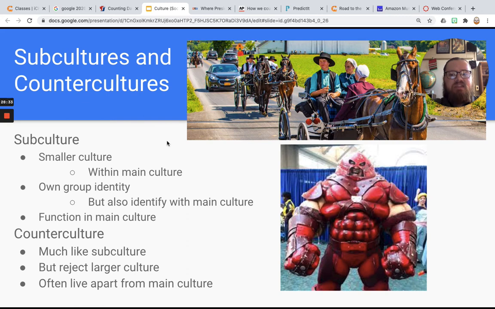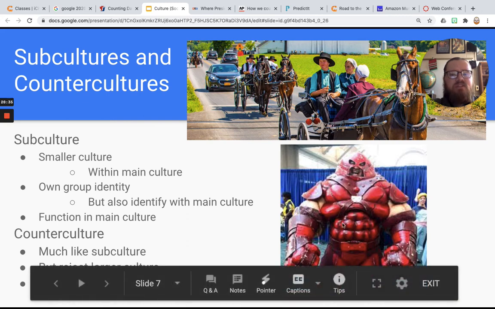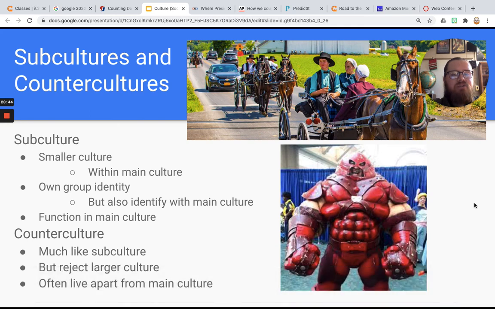Now, you might be thinking, as we've gone through this and you're looking at those two images, some of you might be thinking, this guy has got to be the counterculture. Right? He's dressed in this outlandish costume, and he's got a helmet on. Right? He's changed himself to not really look like a normal human. And yet, he is an example of a subculture.